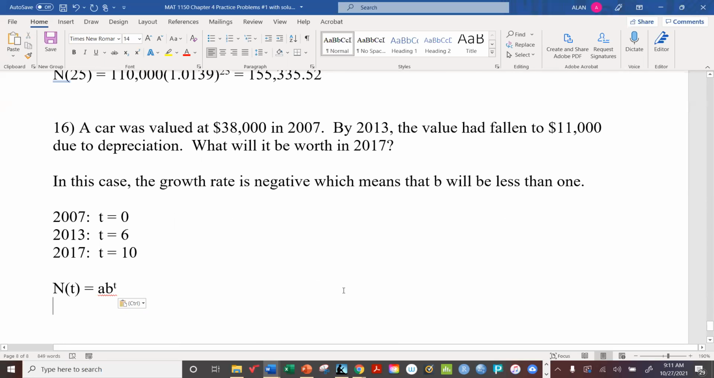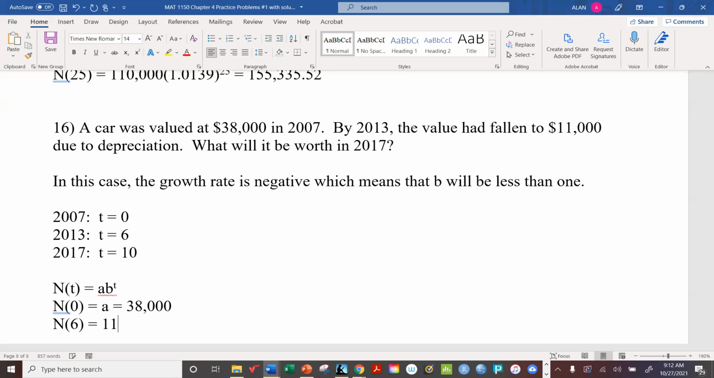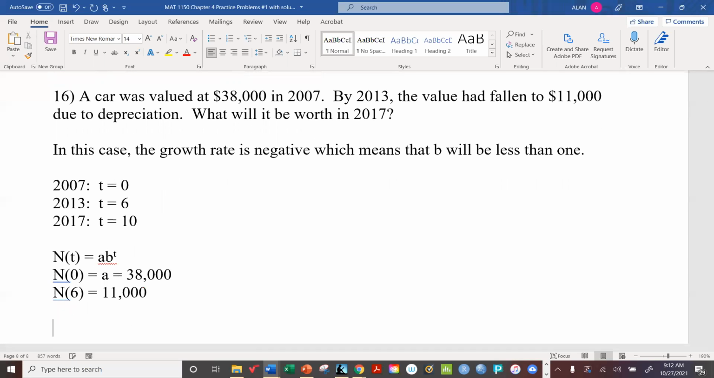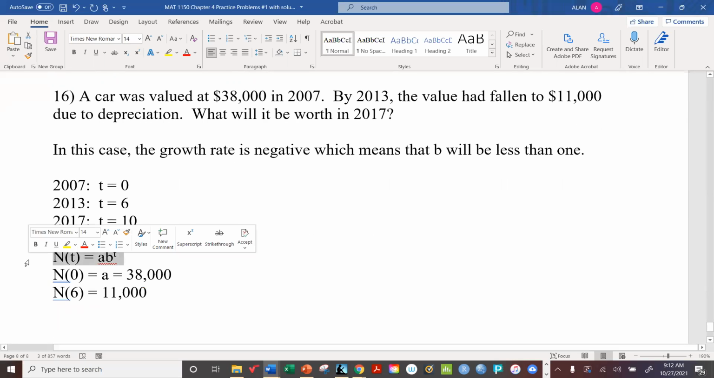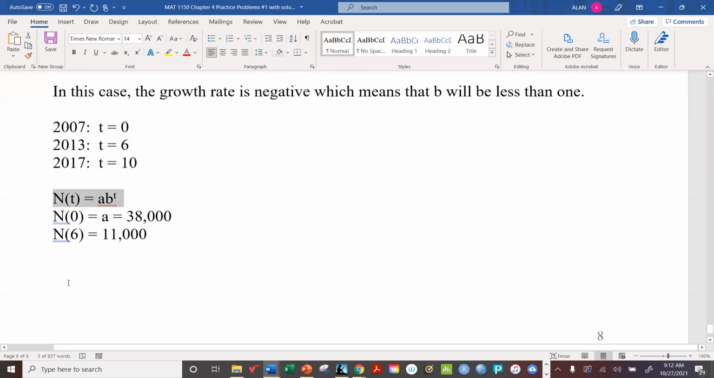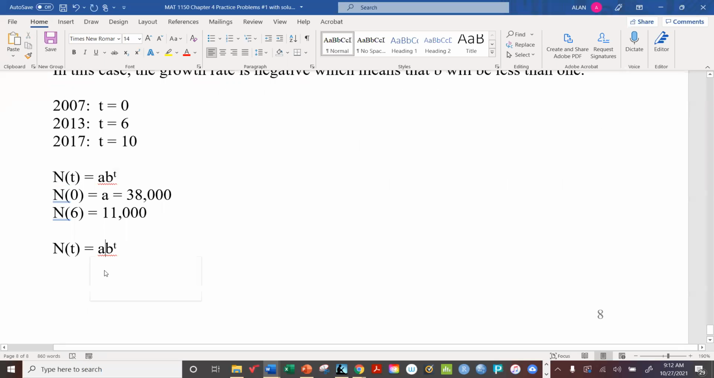And we're told a couple of things. The initial value was 38,000. The value in year 6 is $11,000. All right, so let's start with this general expression and replace the A with 38,000.